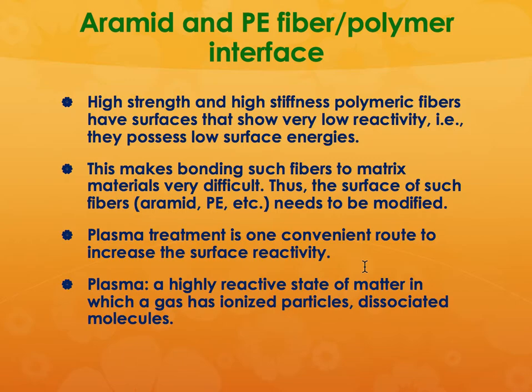So in the case of plasma, it has ionized particles or dissociated molecules, and you can have plasma created under different kinds of gaseous conditions. So in the case of oxygen, the plasma is much more reactive than if the plasma was created in, say, the gas form of nitrogen. Or in the case of argon, also it's pretty reactive compared to nitrogen.